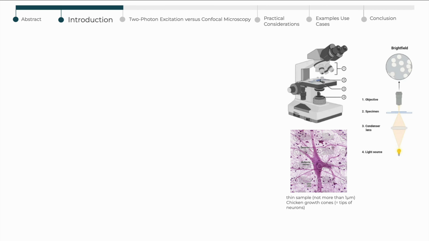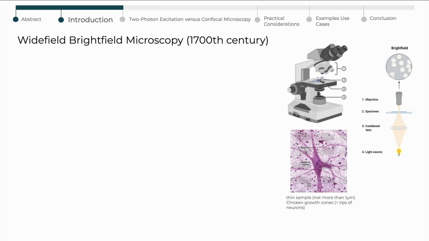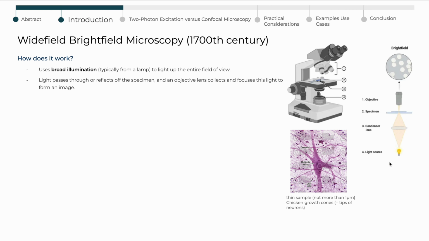First, we have wide field bright field microscopy, which dates back to the 17th century. So how does it work? It uses a lamp or any similar light source to produce broad illumination, and this light passes through a condenser lens here, which focuses it onto a sample here. Then the light interacts with the specimen in various ways, depending on the sample properties, and the objective lens here collects the light from the specimen and focuses it to form an image, what we see here.